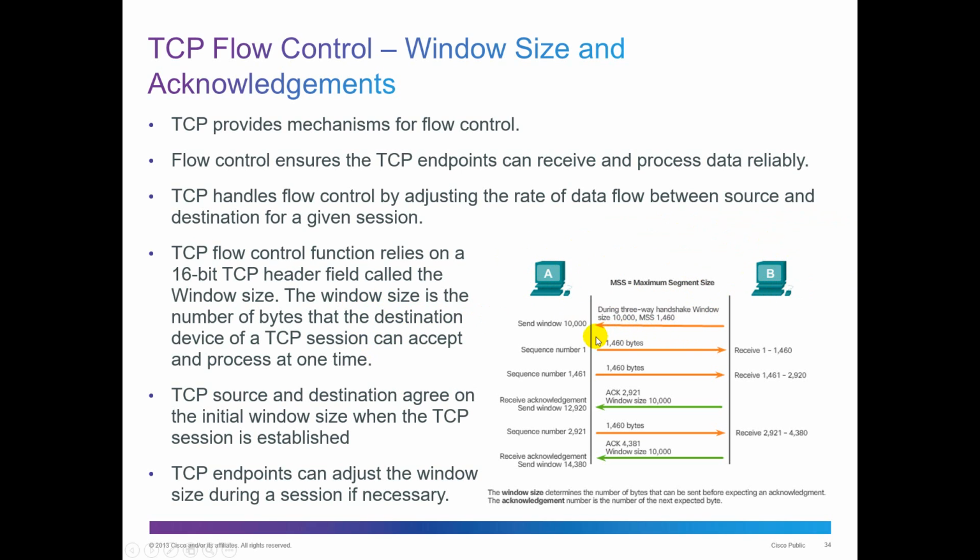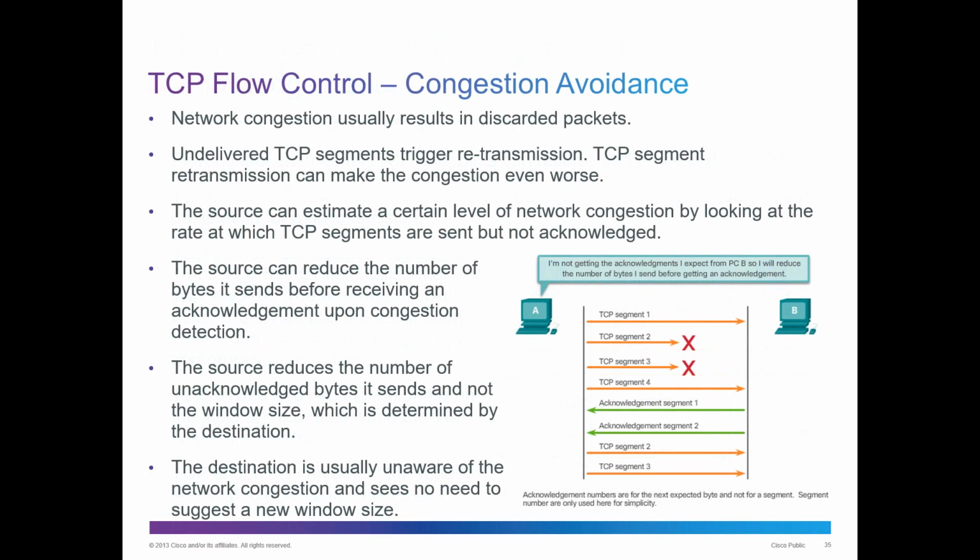All right. So here, what do we have? A window size of 10,000, it looks like. So you could send 10,000 bytes of data back and forth before you receive an acknowledgement. So I send 1,400 bytes, then 1,400 bytes, and the recipient acknowledges, okay, I got all of that data, which together would be 2,921 bytes. Okay. So we have congestion avoidance here.